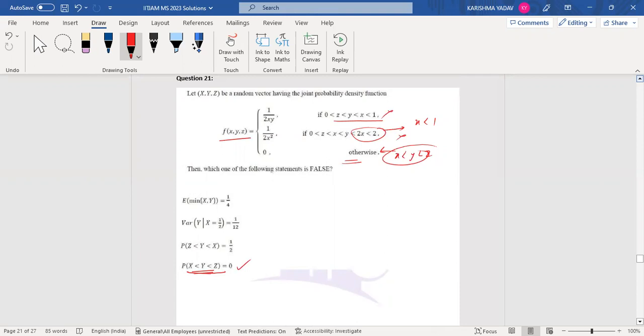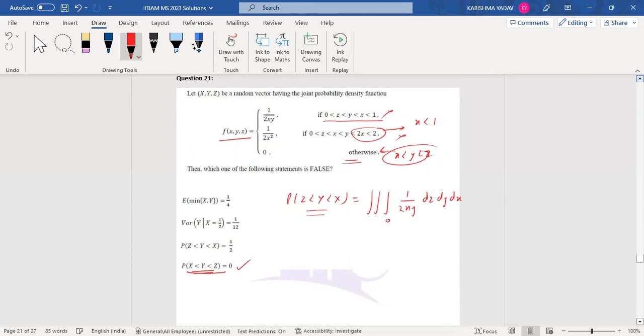Now let's look at this one, the probability of z less than y less than x. In which region does this one lie? I think it is the very first region, that is 1 upon 2xy, if 0 less than z less than y less than x less than 1. So this is the region where it is lying. Let's just find out its probability. This is a triple integral, that is 1 upon 2xy dz dy dx. What is the limit for z? Depending on the limits, for z it is 0 to y.